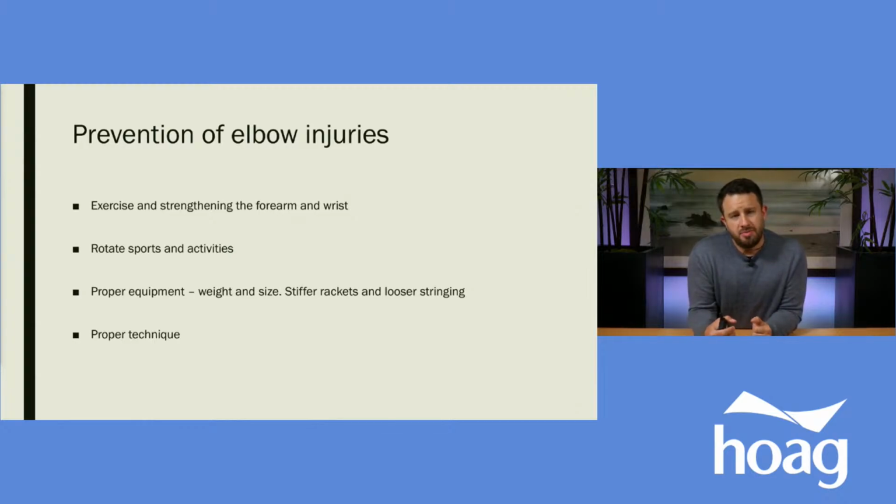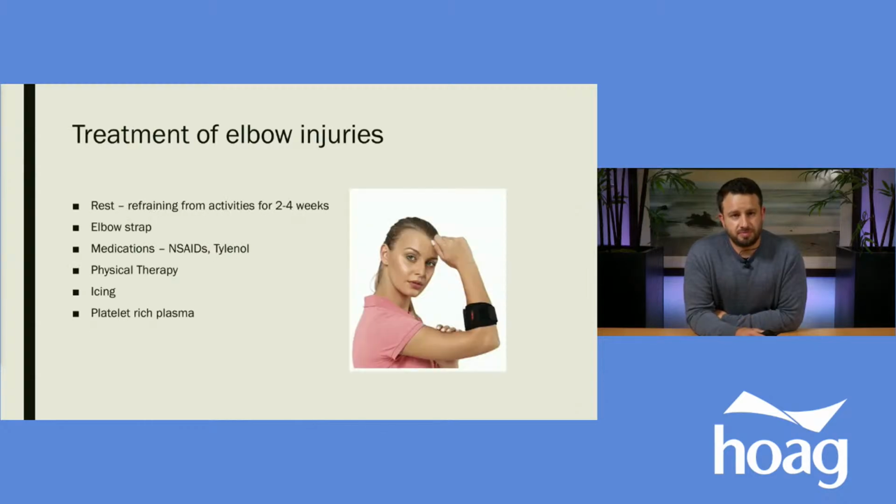Proper equipment, making sure either the golf club grips or the tennis grips are the right size. Making sure that the racket... it's been shown that stiffer rackets with looser strings can prevent elbow injuries. So that's one thing to talk about with either your coach or local racket stringer as well. And again, proper technique, talking with your coach. Getting a coach if you don't have one, if you are experiencing a lot of elbow pain, they should be able to help you with your technique.